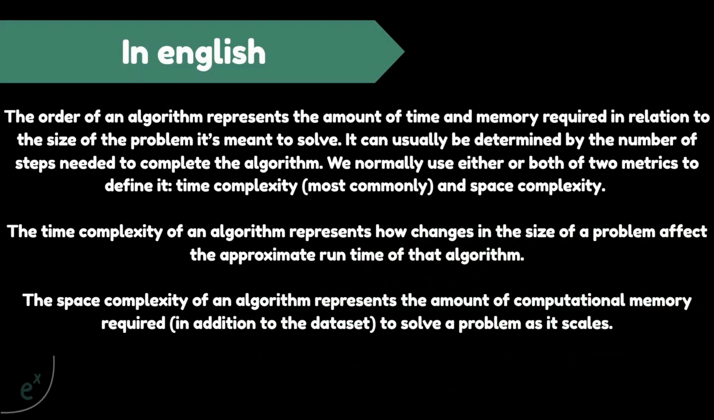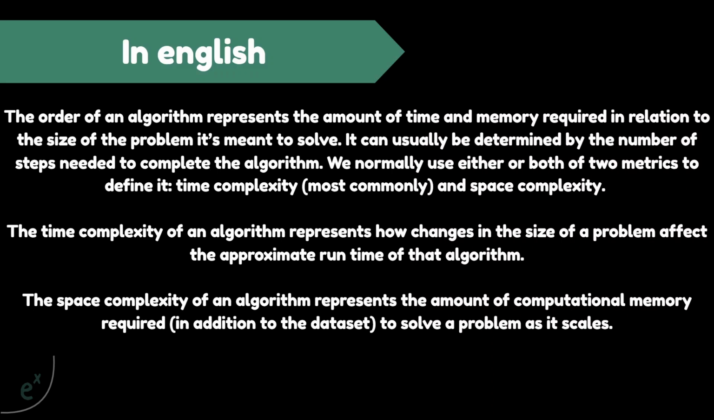The order of an algorithm represents the amount of time and memory required in relation to the size of the problem it's meant to solve. It can usually be determined by the number of steps needed to complete the algorithm. We normally use either or both of two metrics to define it: time complexity, this being the most common of the two, and space complexity.